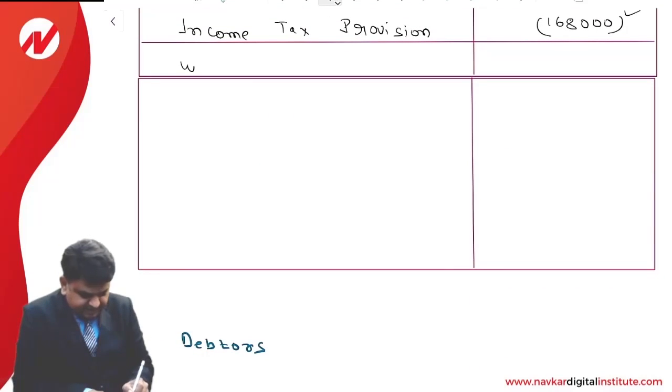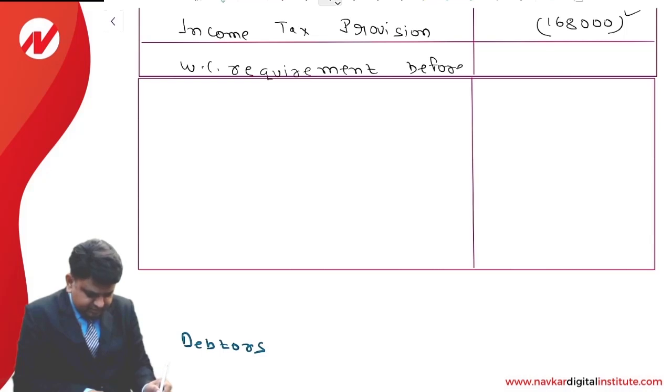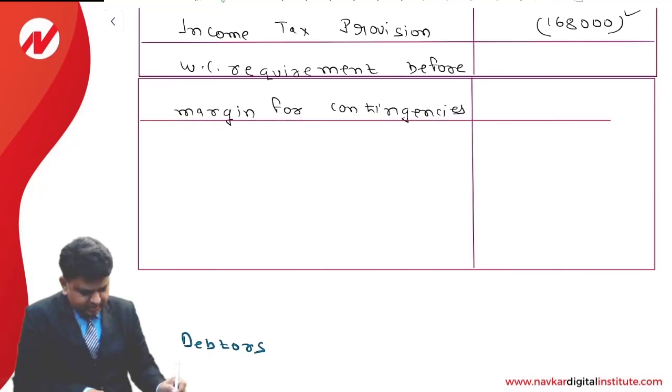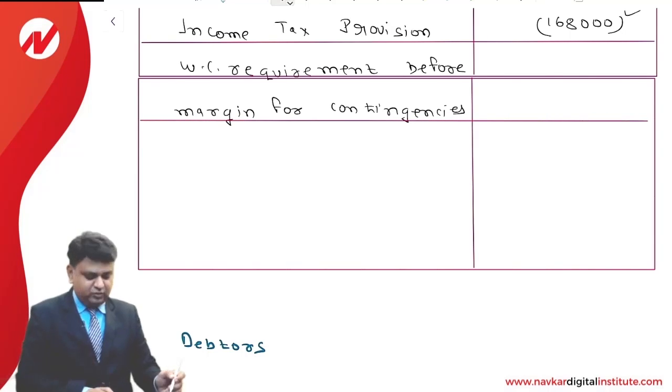That is the working capital requirement before margin for contingencies, that is an amount of 4,99,250.